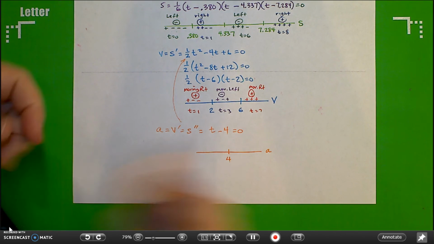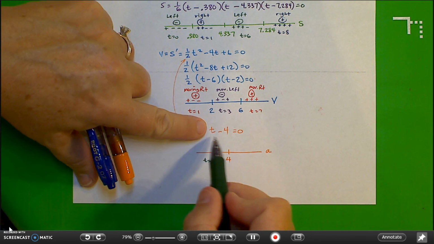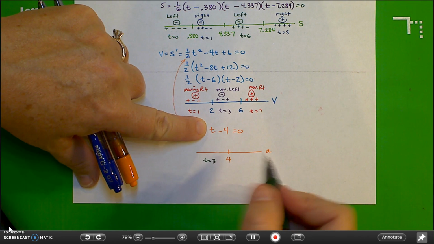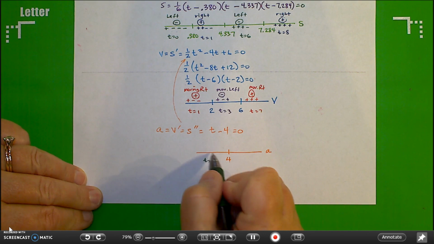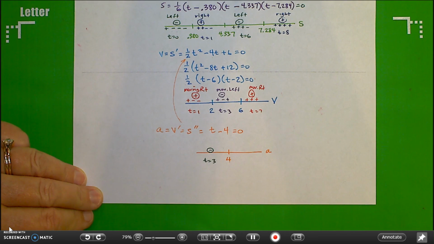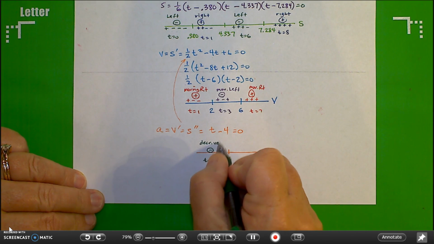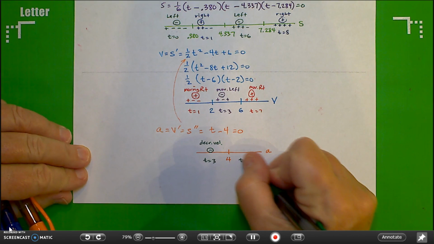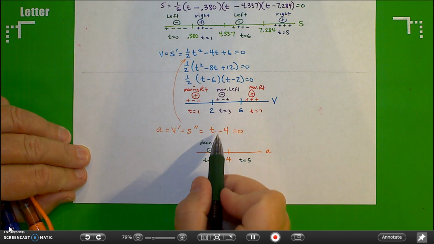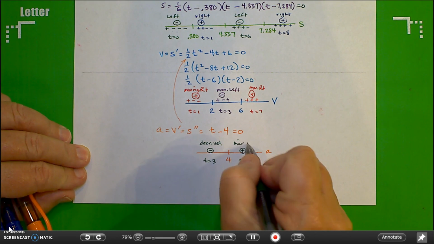And I'm going to look at the intervals on either side. So let's plug in t equals 3. And we just have one term to plug it into, or one equation to plug it into. So we get negative. The negative acceleration interprets to decreasing velocity. And let's see, above 4, we'll just take 5. Plug in 5, it's overall positive, increasing velocity.